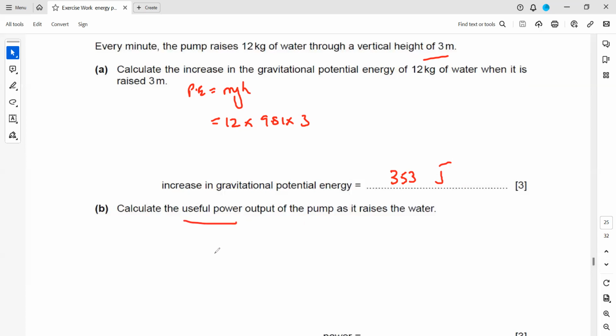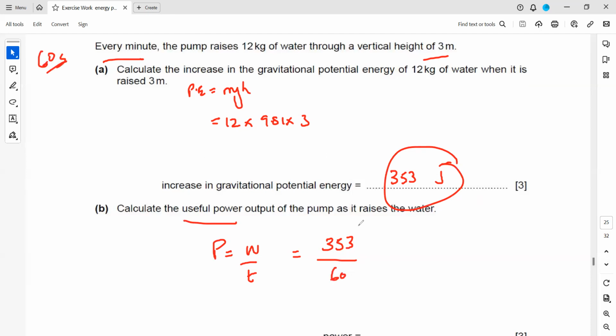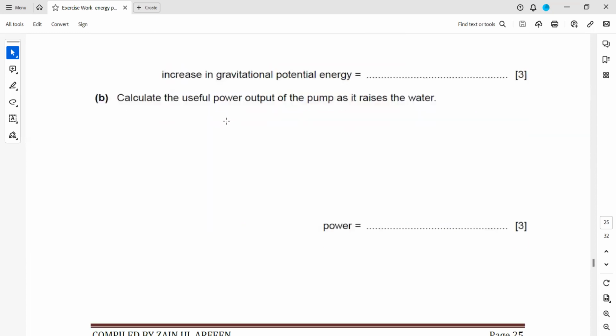We need the useful power because it is lifting, so power is equal to work divided by time, or energy divided by time. How much energy has the pump used? The pump has used 353 joules every minute. So every minute means how many seconds? 60 seconds. So we divide by 60. So 353 divided by 60 is 5.88, and the unit of the power will be watts. So 5.88 watts, that is, joules every second this pump has used up.